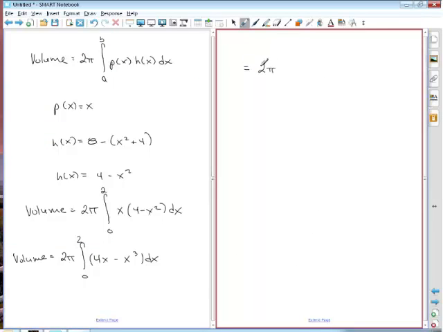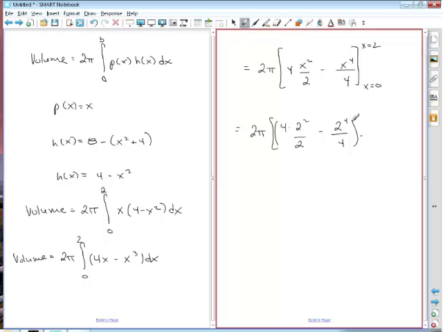So we get 2 pi times 4 times x, integral of x, which is x squared over 2. We subtract off x to the 4th over 4. And we evaluate that integral between x equals 0 and x equals 2. So we have 2 pi times 4 times 2 squared divided by 2 minus 2 to the 4th over 4. That's the upper limit. And we subtract the lower limit, which is going to be 0 minus 0, which is 0.